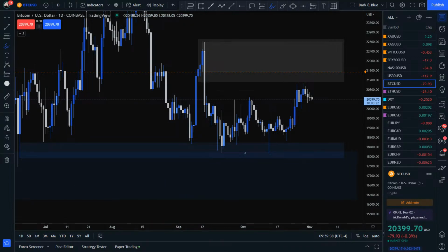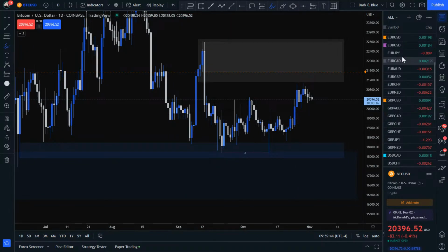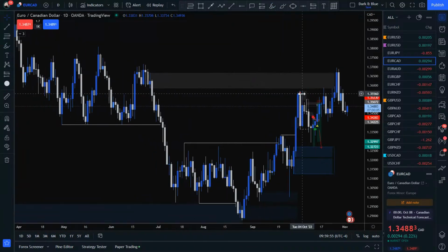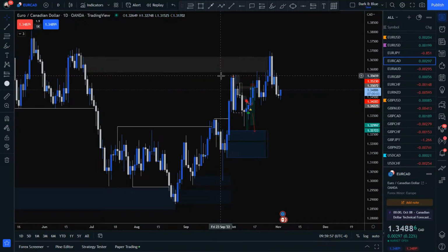Foz. All right, Trader X, I got you covered. Euro CAD. I had some work done on Euro CAD, didn't I? Let me get rid of this. Oh man, come on.